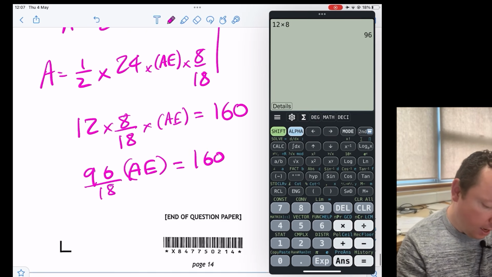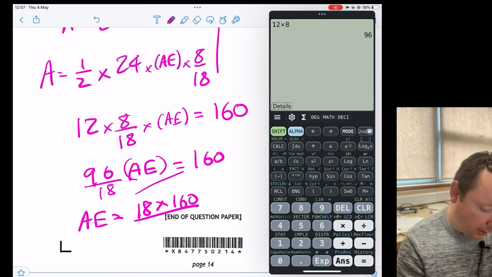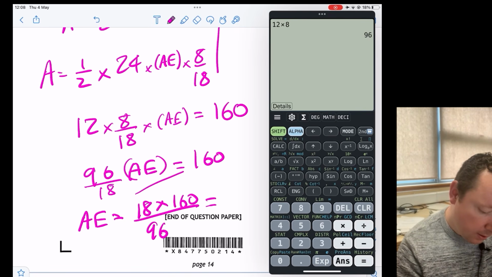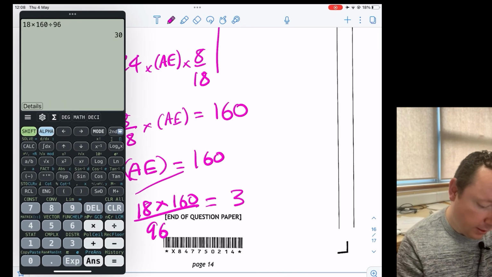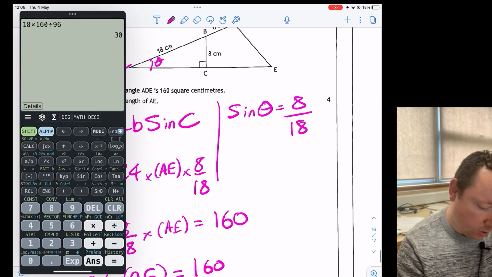So rearranging that then, AE must equal 18 times 160 divided by the top of 96. 18 times 160 divided by 96 is 30. So our length is 30 centimetres.